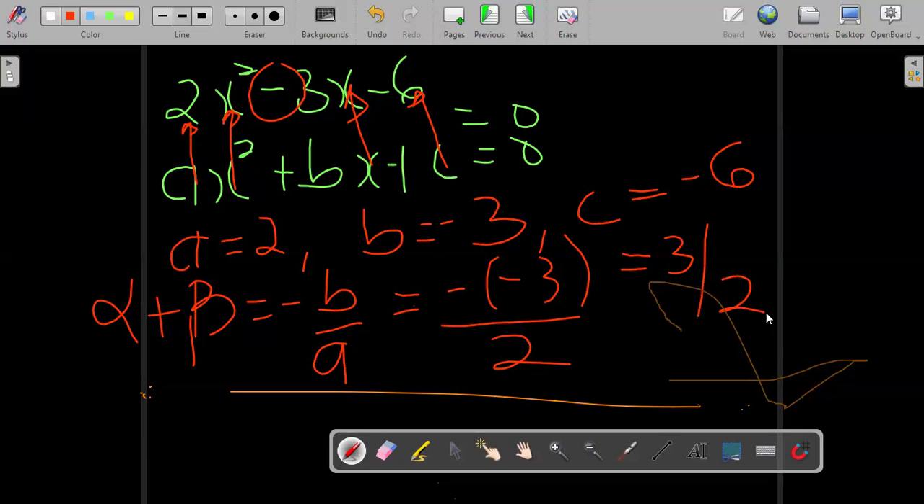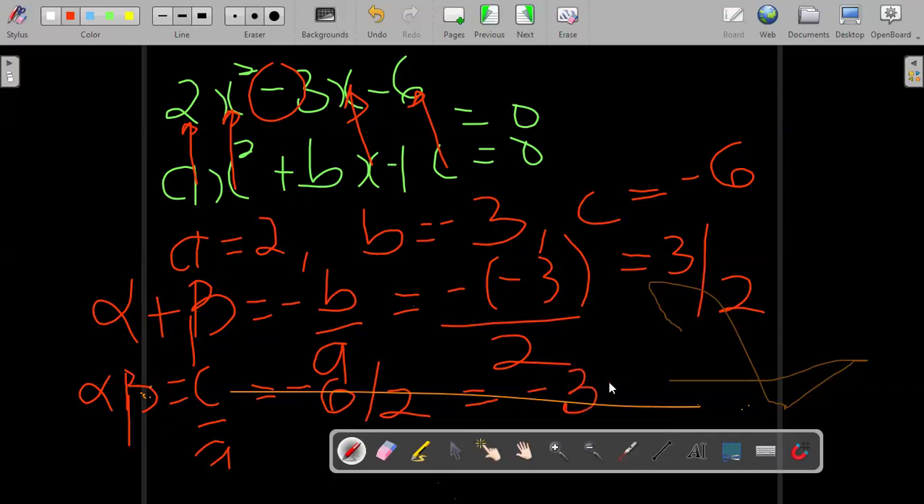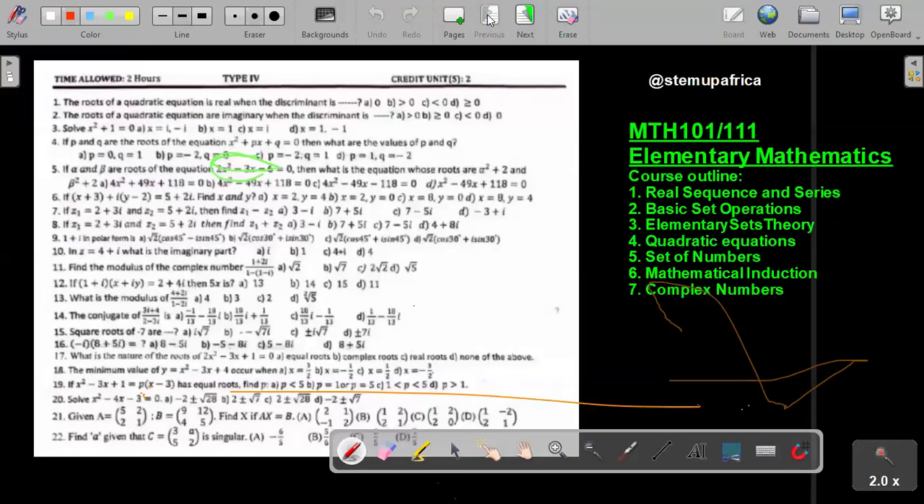What about the product of roots, alpha beta? The formula is c over a. My c is minus 6 divided by my a, 2. That will give us minus 3. So the value of alpha beta, the product of roots, is minus 3. Now that I've gotten this, let's go back to the question. It said we should form a quadratic equation whose roots are alpha squared plus 2 and beta squared plus 2.